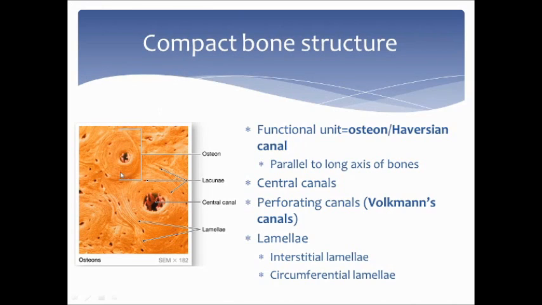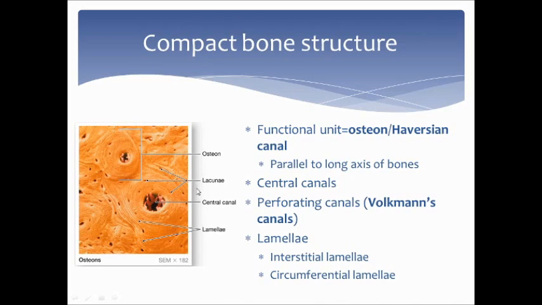These osteons have these central canals right down the center, or maybe a little off to the center, which contain the blood vessels that give the osteon its nutrients. There's also perforating canals throughout the osteon, also called Volkmann's canals. They run perpendicular to the surface of the osteon, and they help to supply blood to deeper osteons.